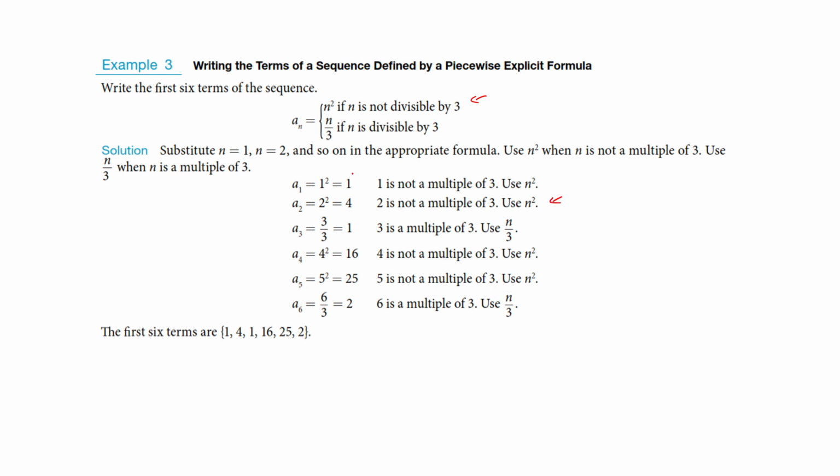Now, when we get to 3, however, 3 is divisible by 3, so we're going to follow the new bottom rule. 3 divided by 3 is 1. It goes on and on until we get again to 6, which is divisible by 3, moves us back to the bottom. So we just square things unless it's divisible by 3, and here's our sequence.